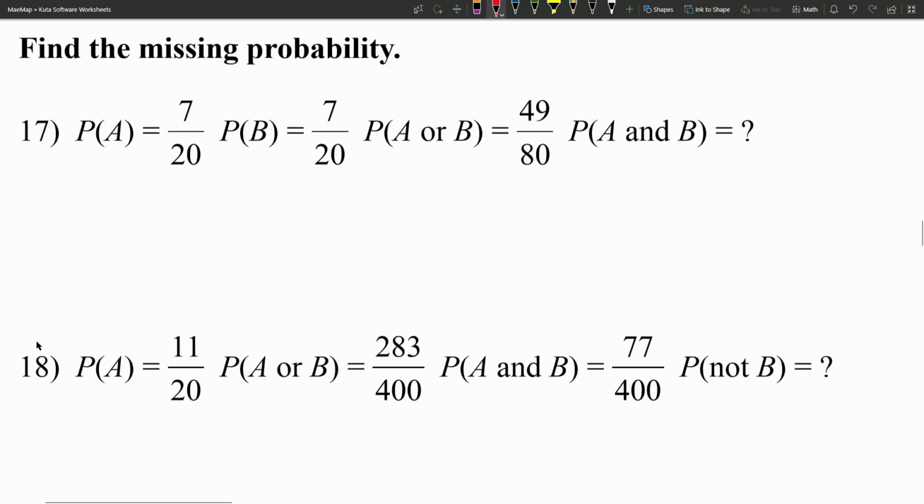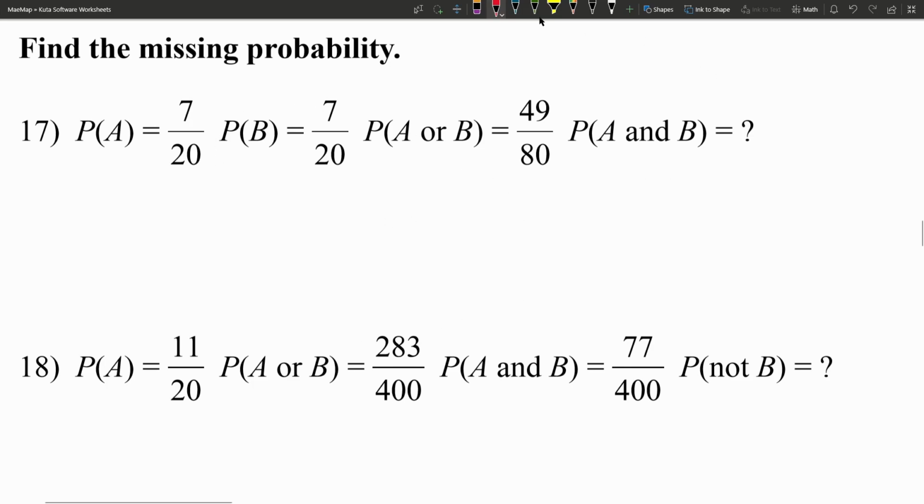And finally, our last set of directions, find the missing probability. This is similar to up above, except we don't know if they're mutually exclusive or not, so we cannot assume. For number 17, it says the probability of A is 7/20, the probability of B is 7/20, the probability of A or B is equal to 49/80. We have to find the probability of A and B.